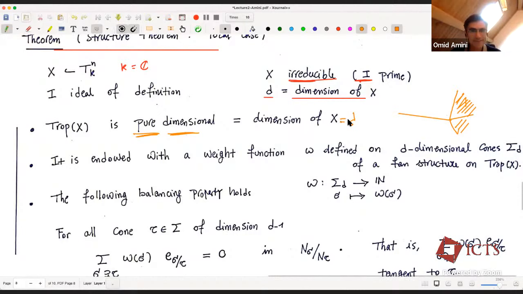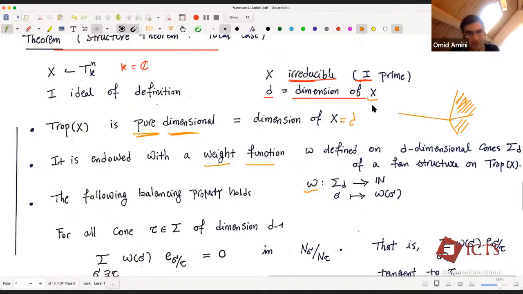It means that if you look at the polyhedral structure, the fan structure on the tropicalization, all the maximal cones have the same dimension. So this is pure dimensionality. It is endowed with a weight function. And this weight function is defined on the d-dimensional cones of any fan structure you put. So this is the support of a fan structure, as we saw in the polyhedral theorem in the last slide. And this weight function is something which is coming from commutative algebra by looking at the ideal of definition.